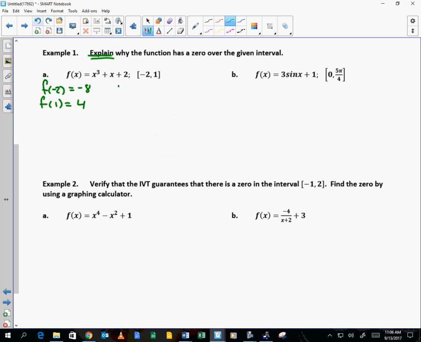So let's explain. Because -8 is less than 0, which is less than 4, the IVT, meaning the intermediate value theorem, guarantees what?